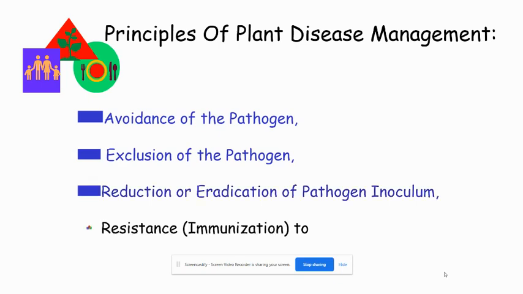Our plant disease management system is based on five major principles, and these principles include avoidance of pathogens, exclusion of pathogen, reduction or eradication of pathogen inoculum, and providing resistance or immunization to the plants to fight against pathogen, and some integrated approaches.